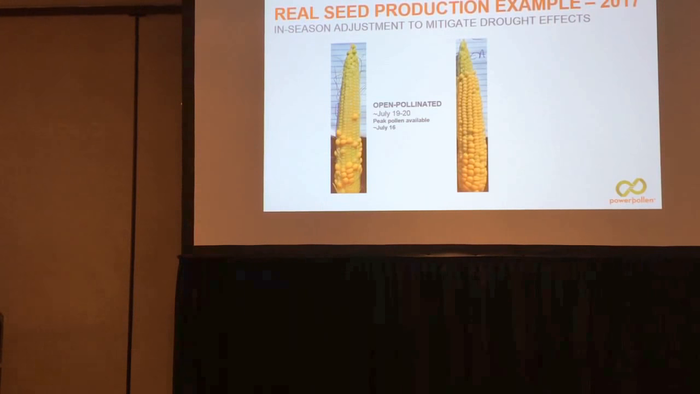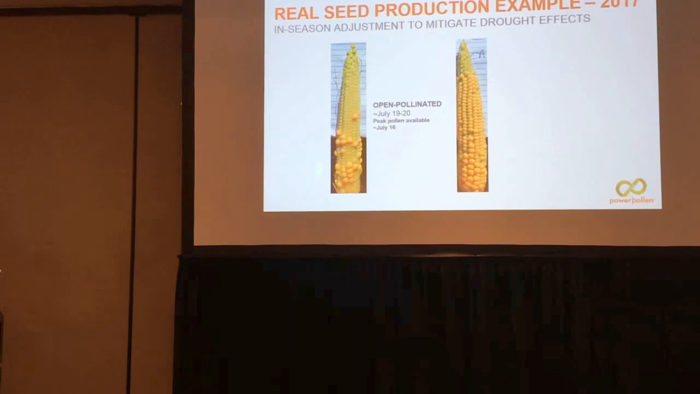And so what happened in this field is we were standing out there on the 20th looking at this field, and it was evident that the peak pollen had occurred on July 16th, about 3 or 4 days before this. There were very few silks out yet. So this is the natural pollination that occurred. It's a little better than this on average. I'll show you on the next slide.